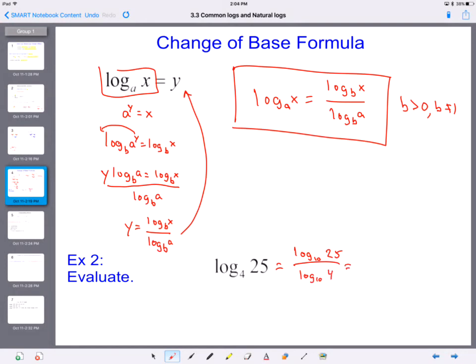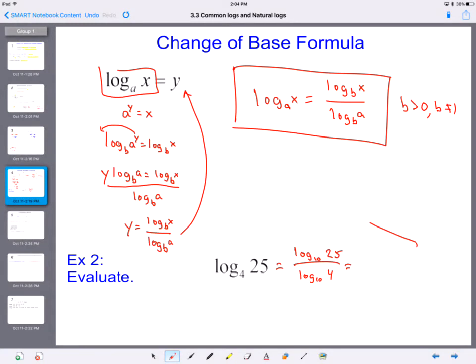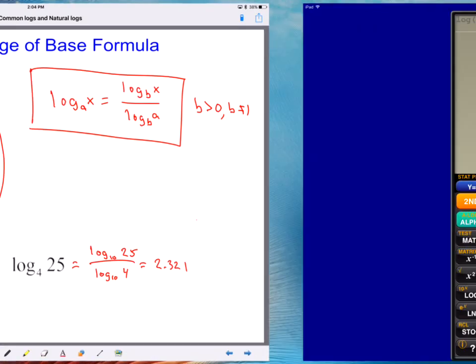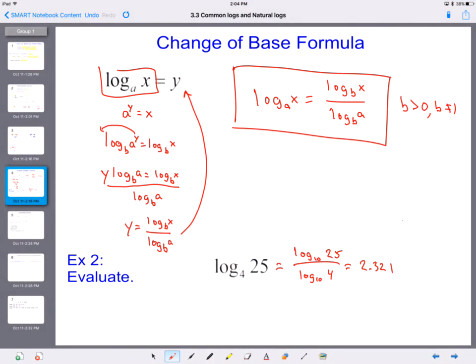And since I chose base 10, then we can go to our calculator and we can say, alright, we're going to do log, which is base 10, so we'll do log of 25, close the parenthesis, divided by log of 4. And now that we divide those, we get approximately 2.3219. And we're going to round these to the nearest thousandths. So tens, hundreds, thousandths. So let's go back here and we approximate that to be 2.3219. And there we go.